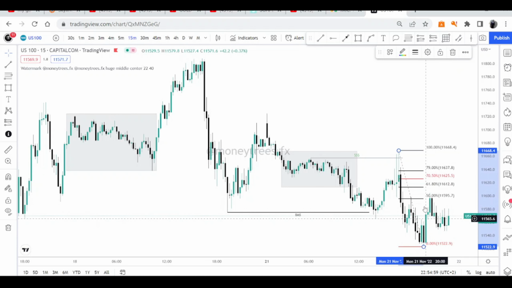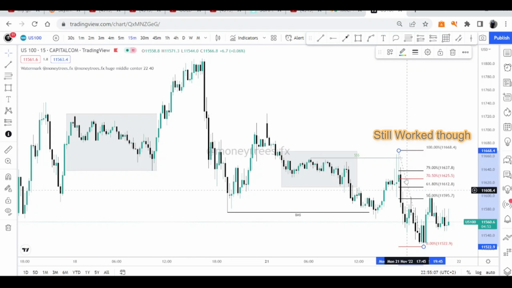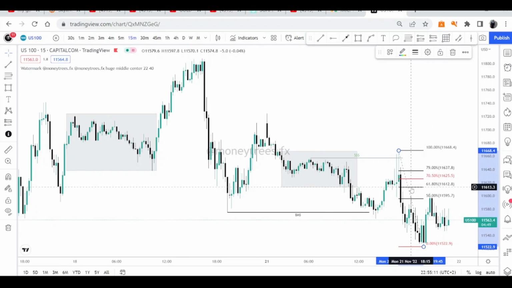But now this is outside the trading times, right? We only trade New York. I don't think you should trade London because Nasdaq moves during the New York session.